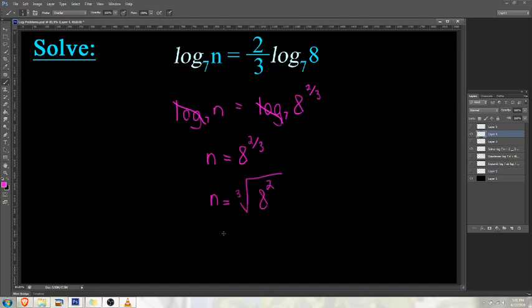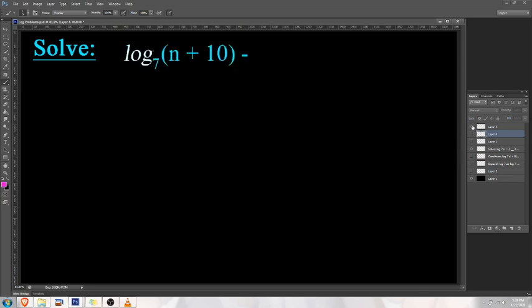And 8 squared is 64. So the cube root of 64. And you should have this memorized. The cube root of 64 is equal to 4. So n in this case equals 4. Okay, so yeah, that one's a little bit more challenging, but it's not too challenging as long as you remember what to do with that, right? Okay, so let's do this last one here and see what we got.